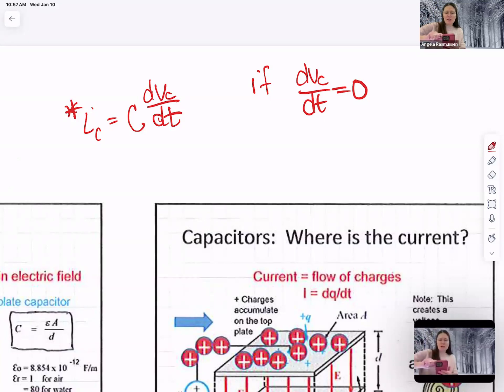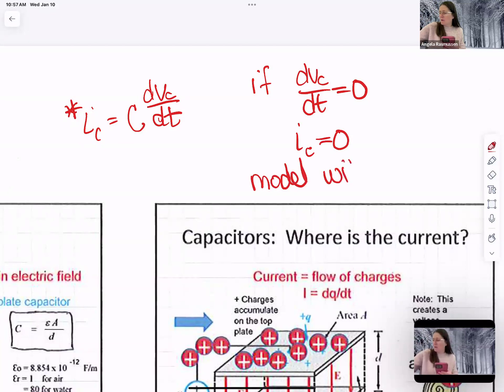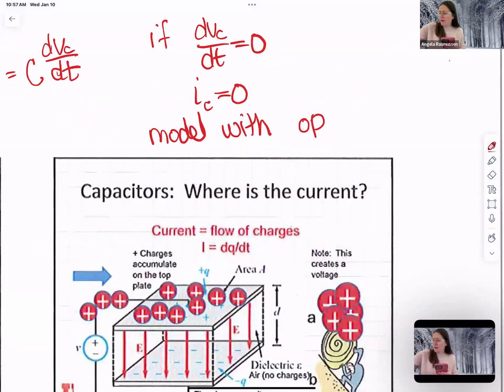Okay, so if it sat there for a long time, we have dVc dt equals 0, and then IC will go to 0. If we were modeling this after a long time, what would we model this with? Correct. Open circuit. I had recommended that you watch that circuit concepts video. If you haven't yet, make sure you watch that. In it, I do some demos about a floating node. A floating node has no current flow through it. If you break this, you're having floating nodes. So that's why there's no current flow. We're going to model that with an open.